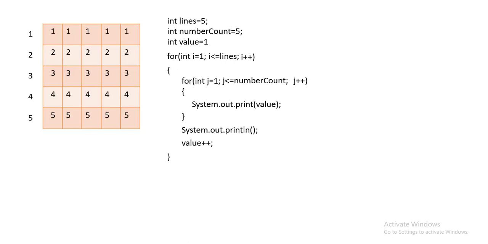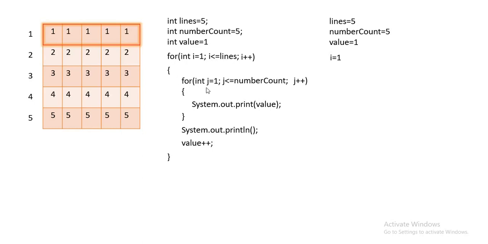Let's see the logic behind this program. First, declare and initialize these variables. Then come to this for loop, int i equal to 1. So the value of i is 1 and the first line is selected. Then check the condition: i less than or equal to lines means 1 less than or equal to 5.